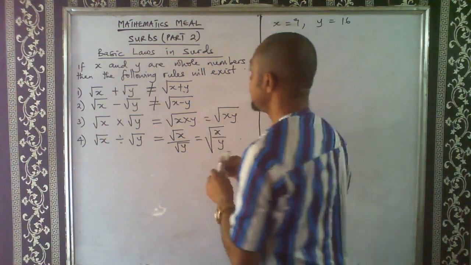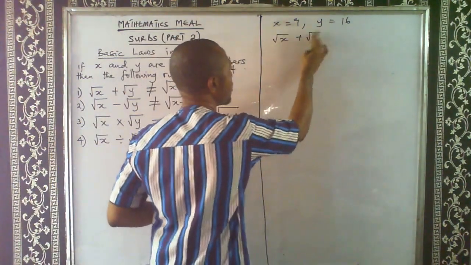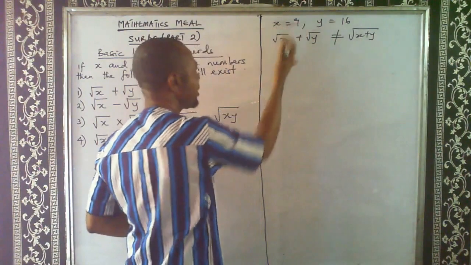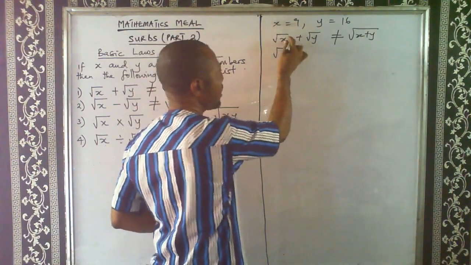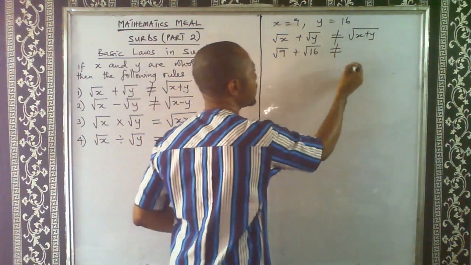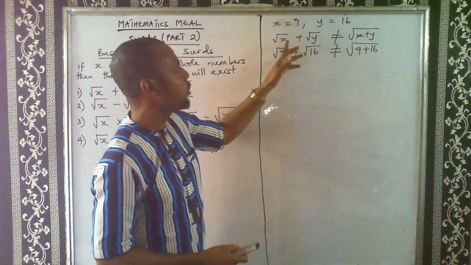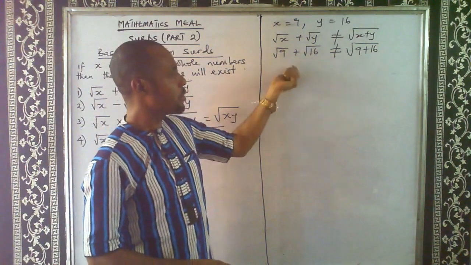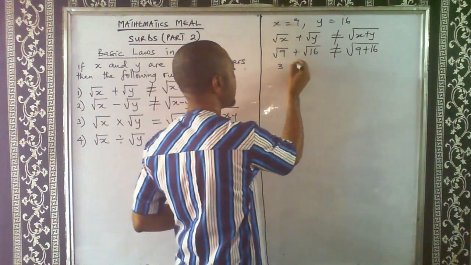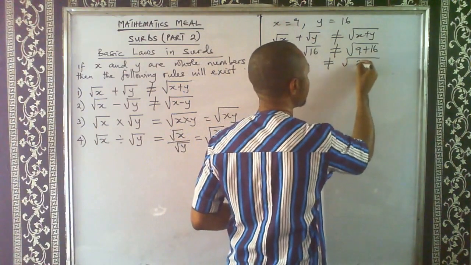So if x is 9 and y is 16, it means that the square root of x plus the square root of y, we have said, is not the same thing as the square root of x plus what? Y. So if x is 9 and y is 16, I can replace x with 9 and y with 16. It will not give us the same thing as the square root of 9 plus 16. Here we are trying to find the square root, and add. Here we want to add before finding the what? The square root. So the square root of 9 is 3, the square root of 16 is 4.